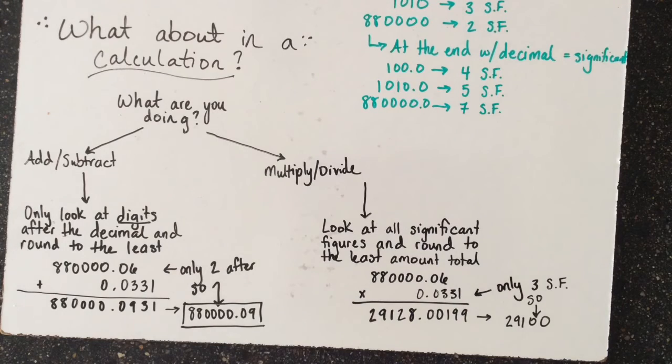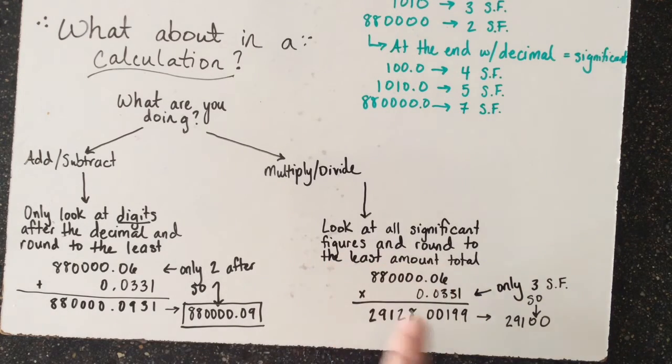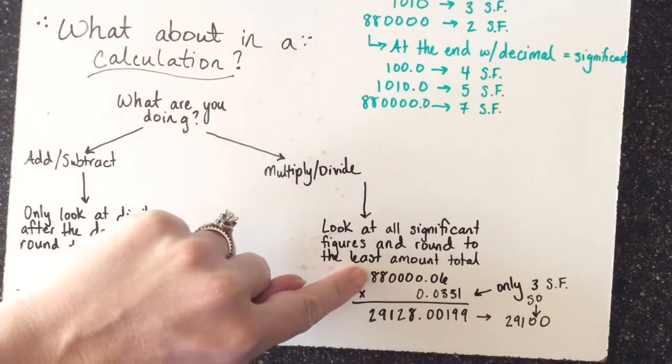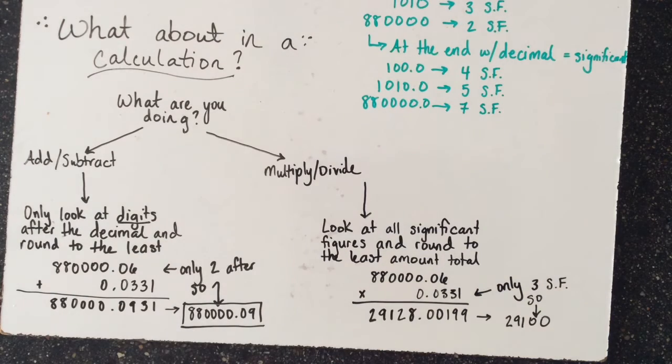Look at multiplying and dividing. Look at all significant figures and round to the least amount total. So we're going to look at 880,000.06, this time times 0.0331. When we multiply these together, we get 29,128.00199. To look at the significant figures and round to the least amount total, well, this one has 8 significant figures, and this one has 3. So 3 is the least amount of significant figures total, so we must round our answer to have that many significant figures. So this answer rounds to 29,100.